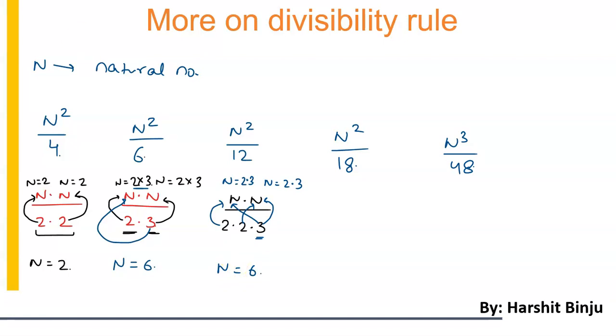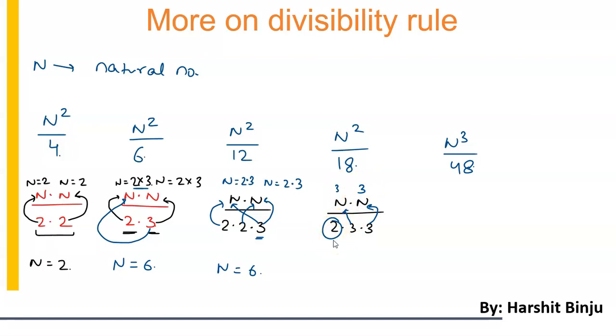Let's say if you have n square divided by 18. So n into n divided by 2 into 3 into 3. So I have two 3's, two n's. I'll give one 3 to this n, another 3 to this n. So both of them will become 3 and 3. Now I have a lone 2.